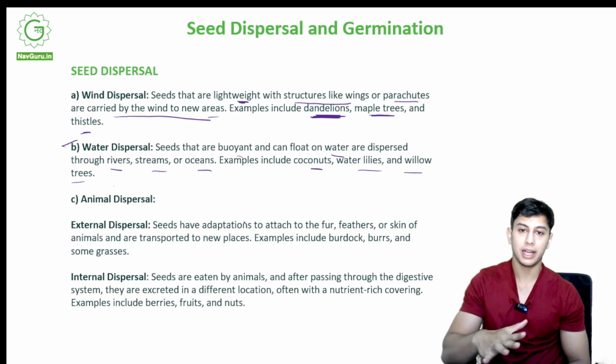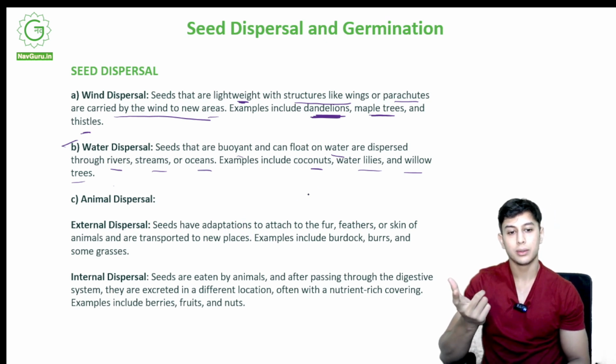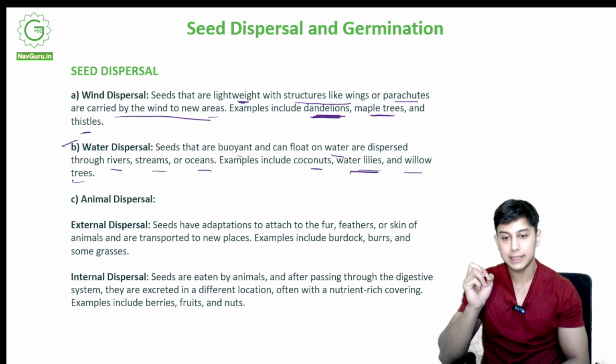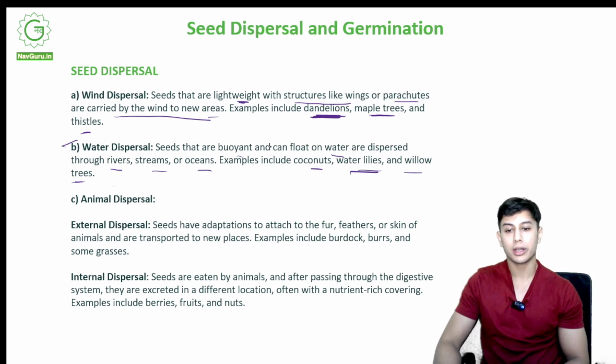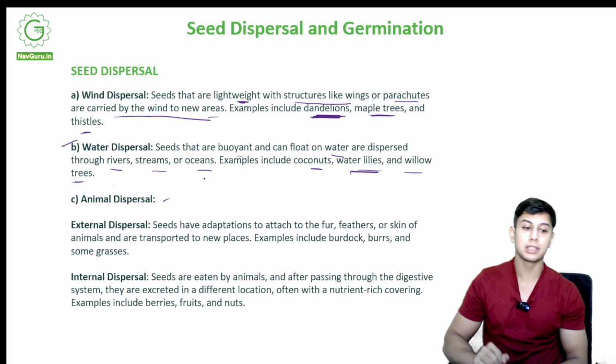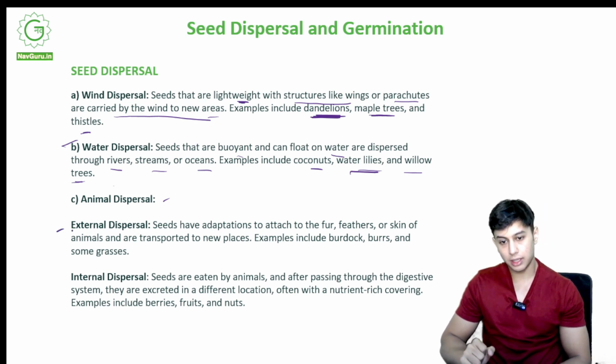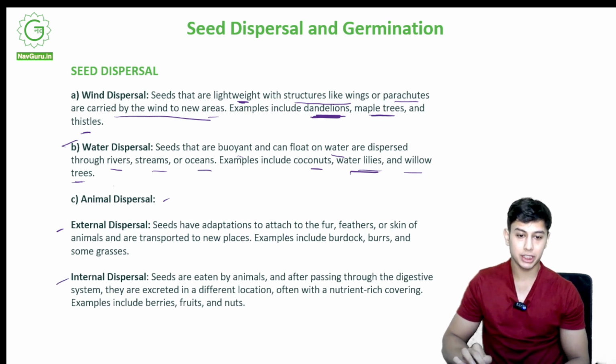It will go into the land and it will grow further. Okay, water lilies, willow trees, they all go through water dispersal. Okay, animal dispersal. Now, how do animals help seeds to be dispersed? External dispersal or internal dispersal. Seeds have adaptation to attach to the fur, feathers and skin of animals and are transported to a new place.